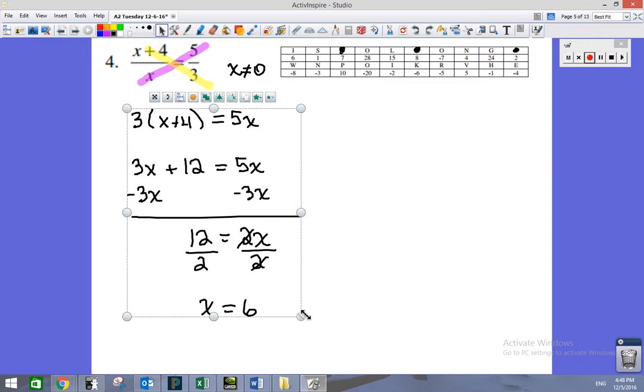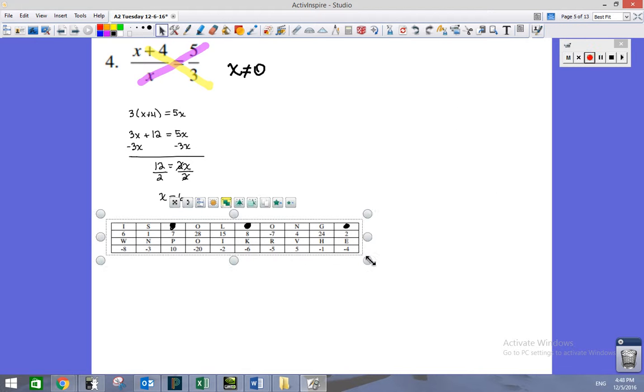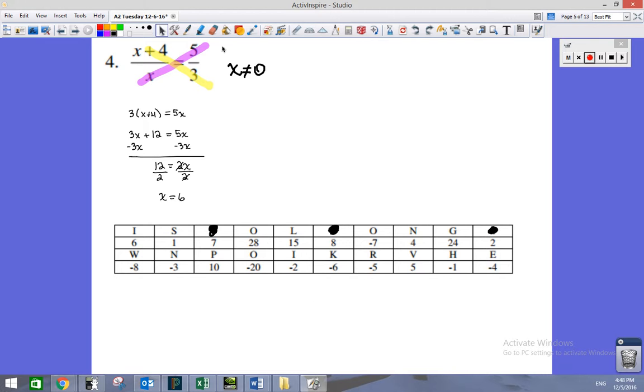Alright, so let's look at our table and see if we can't find 6 in our table and then scratch out the letter, and there it is, the very first number here, 6, and we can scratch that letter out according to the directions if I'm reading that right. I don't think there's another 6 in here. No.